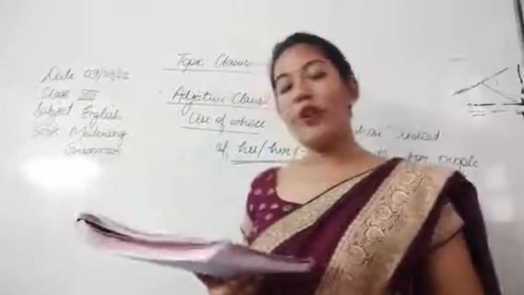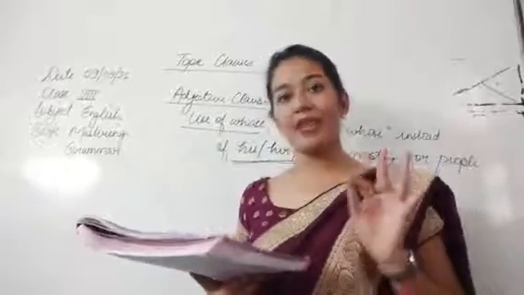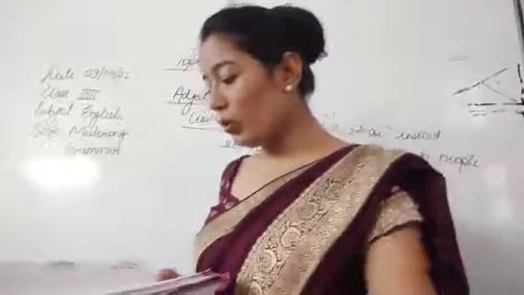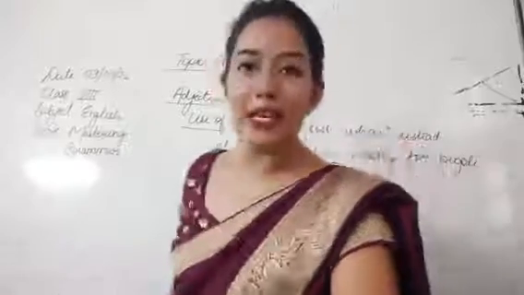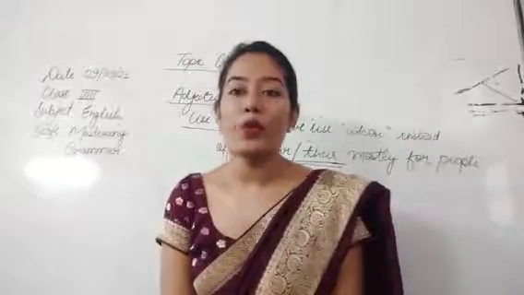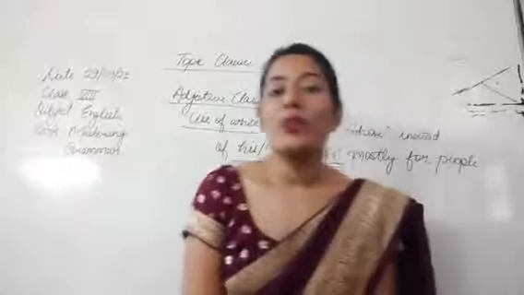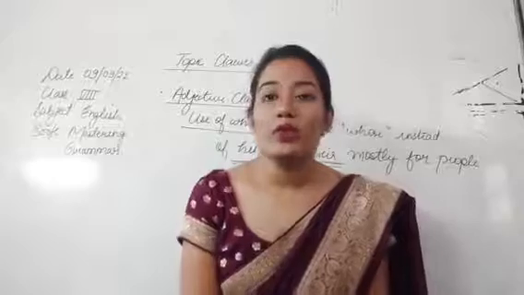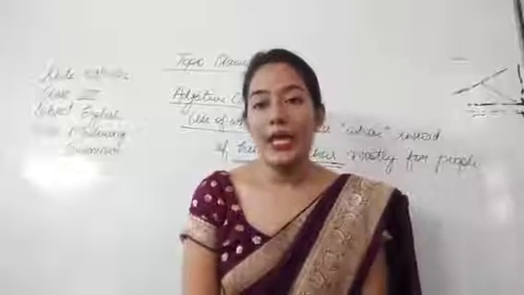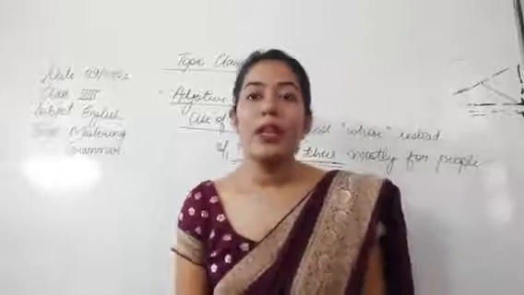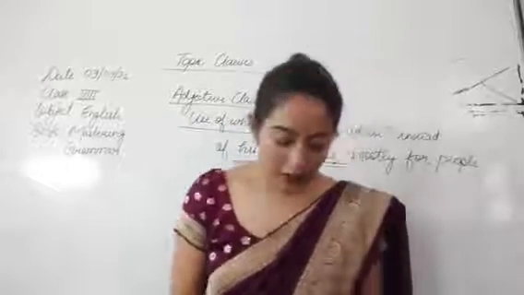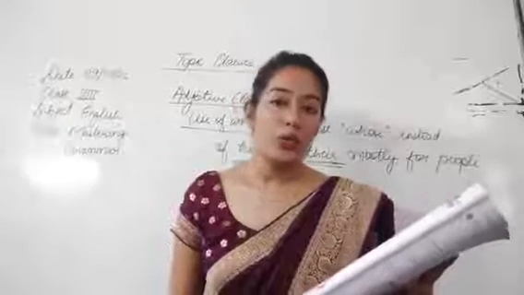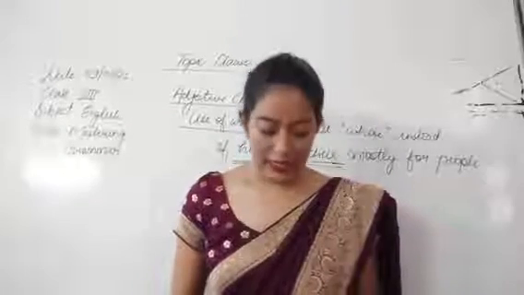Sometimes we use it for things also. Sometimes exceptions are there. So, they arranged a surprise party whose purpose I could not understand. So, a surprise party was arranged. But what was the purpose of that? What was the purpose of that surprise party was not understood by this particular person. So, here the sentence is they arranged a party whose purpose I could not understand.